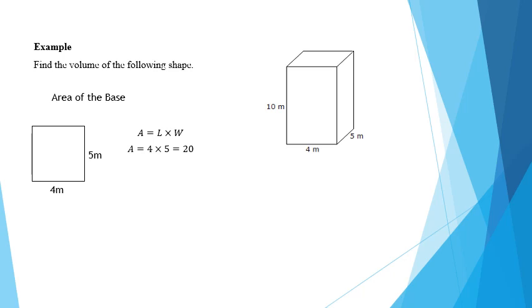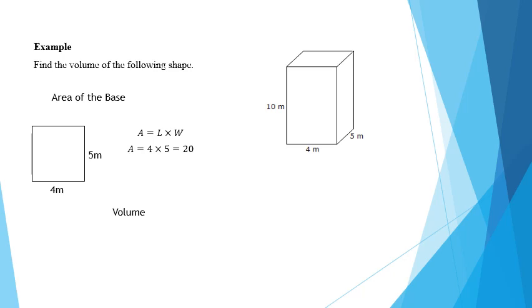So if we go back to what volume is, in this case we're talking about meters, so if we had little cubes that are 1 meter by 1 meter, we could fit 20 of them in the base of this shape. Okay, so that's the area of the base.